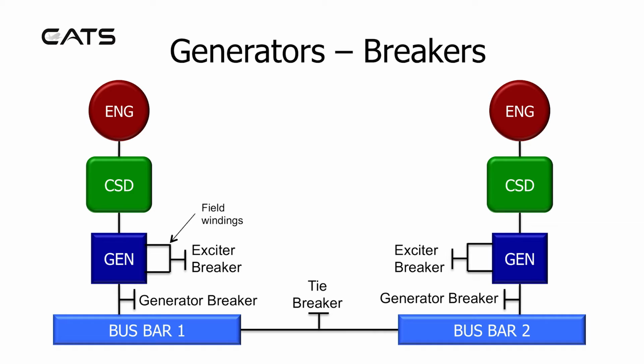Generator breakers. Here's a diagram of a two-engined aircraft. The engine, which is rotating, interacts through a constant speed drive unit to turn the shaft of the generator, which has field windings where an exciter breaker exists. Thereafter, there's a generator breaker before connection to busbar 1. The same thing is paralleled for the second engine, connecting to busbar 2, and a tie breaker connects busbar 1 and busbar 2. So a certain service takes input from both systems, so the service will not entirely fail in the event of a single generator failure.